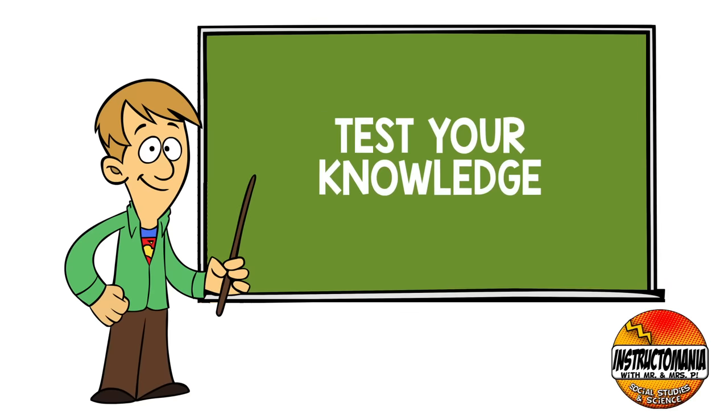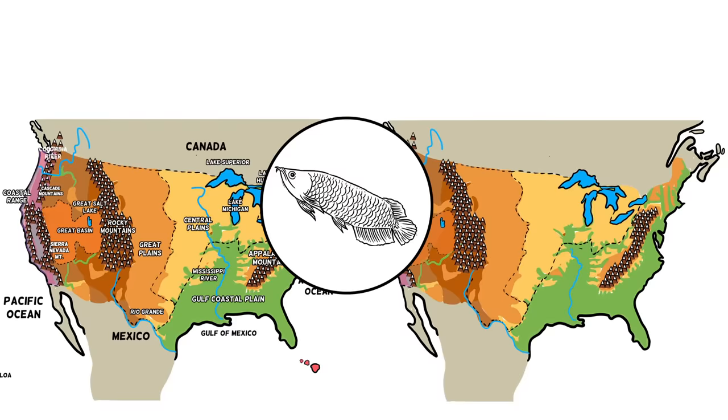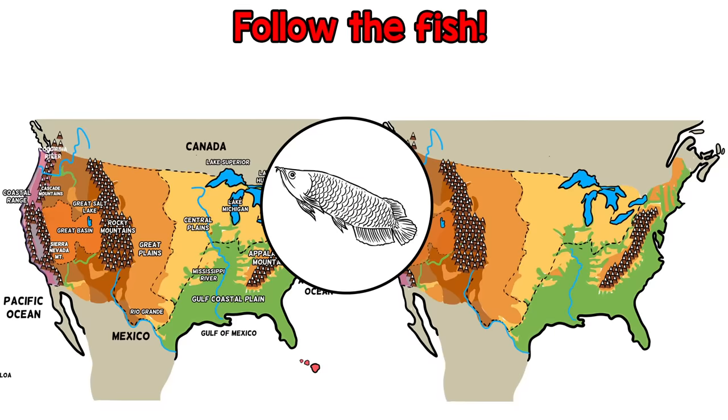Test your knowledge. Let's play Follow the Fish. In this game, you will track the fish as it appears on a blank map of the United States. Once the music stops, you will use a map of the United States labeled with physical features to determine where the fish end up. Other animals may appear on the map, so don't forget to keep your eyes on the fish.